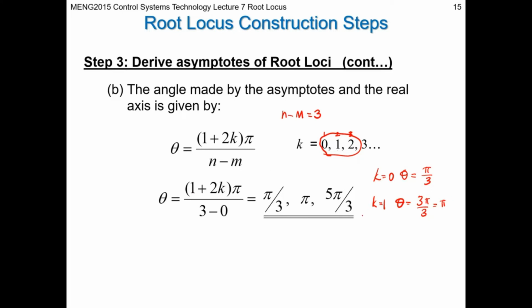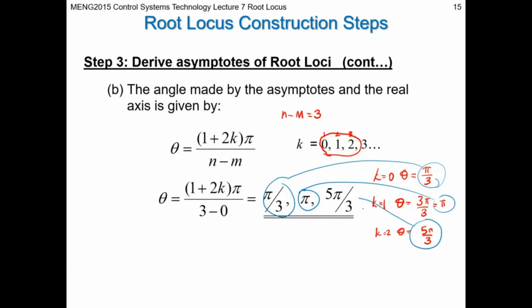And then when k equals 2, theta is going to be 1 plus 2 times 2, which is 5, so that's 5 pi upon 3. So you can see the values I just derived there. They're the same as these values I put here.